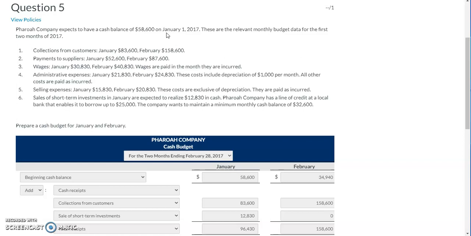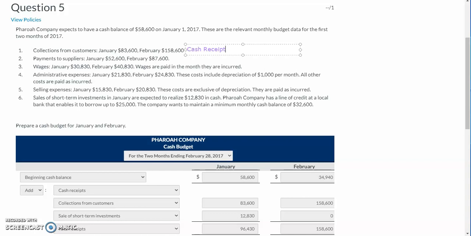So then we want to think about, well, what are the things that are going to increase our cash balance during the period? So when we look at things such as collections from customers, that is going to increase our cash balance. So first we start off with our beginning cash balance. So we're given the amount for January. Then we're going to add our cash receipts. And one of our cash receipts is going to be our collections from customers. So that's the first thing that you want to include in your problem right here. Okay, so we're going to include the collections from customers, and these are going to be a cash receipt.